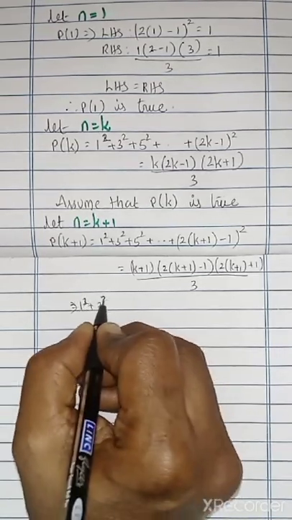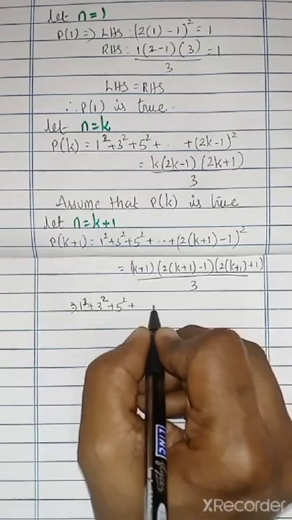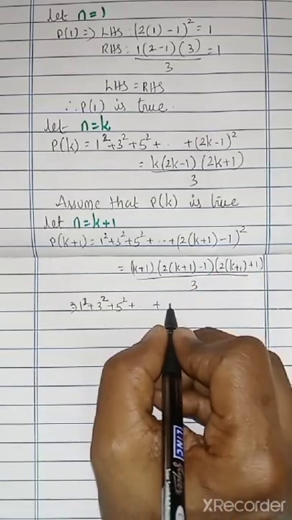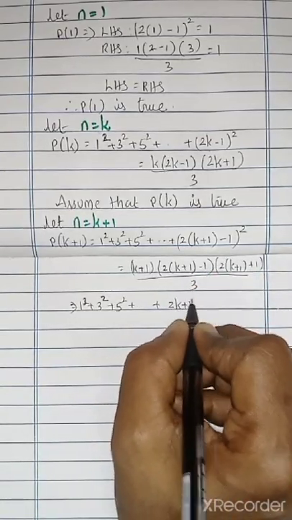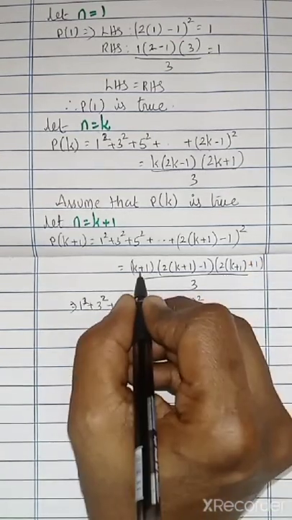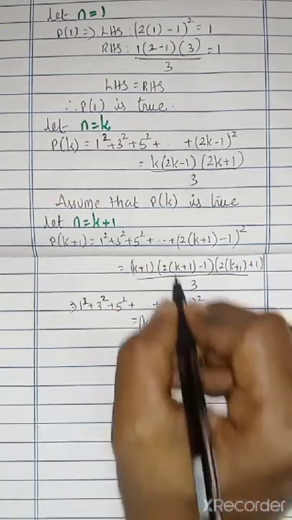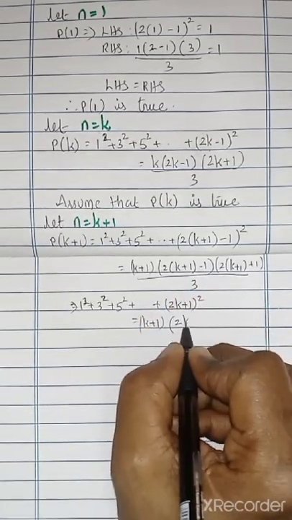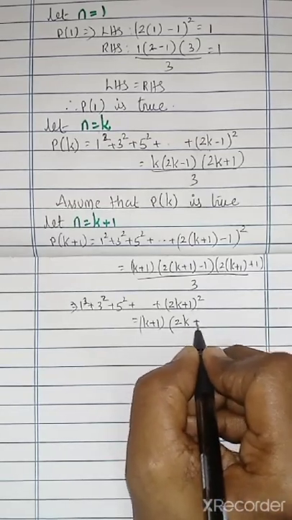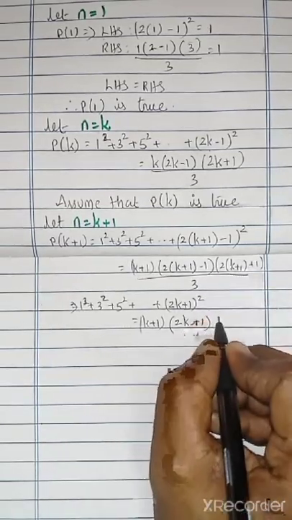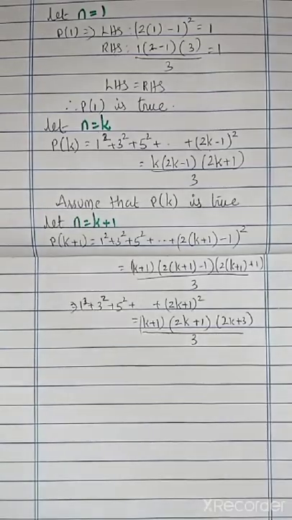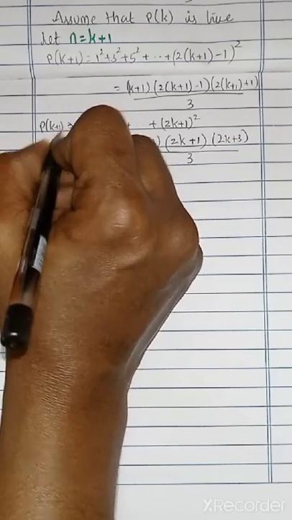1 square, 3 square, 5 square, etc. up to, this is 2k plus 2, minus 1, so this is 2k plus 1 the whole square, left hand side. Okay? So right hand side, k plus 1, and this is 2k plus 1, and this is 2k plus 2 plus 1, 3. So 2k plus 3 divided by 3. This is your P of k plus 1.